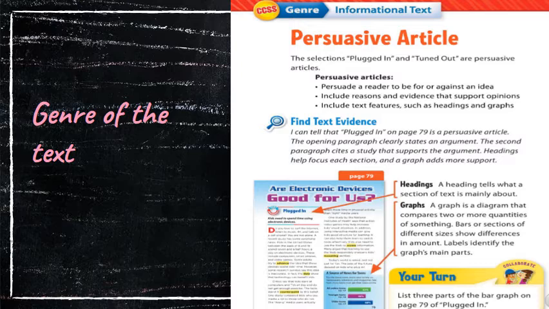All of these, we use them when we are trying to give facts in order to persuade the reader with a certain idea. So we call it a persuasive article, informational text, but a persuasive article.